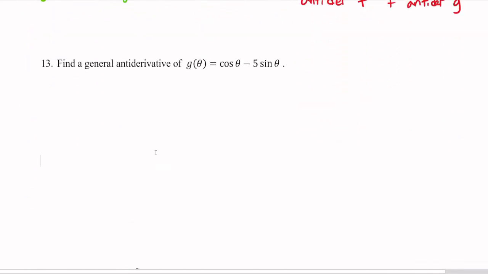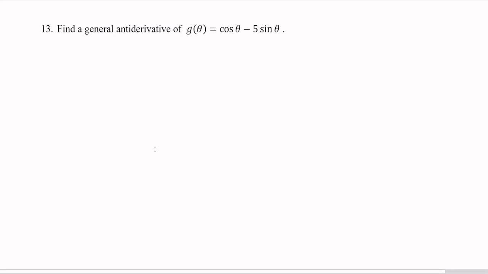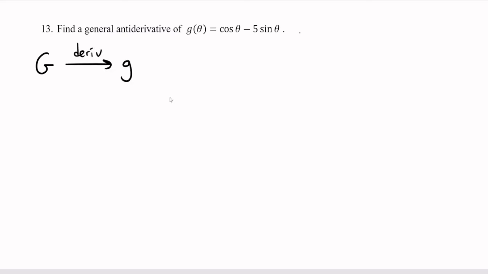Okay, find the general antiderivative of this function, cos theta minus 5 sine theta. You knew we were going to get to trig right away, so this should not be a shock. But it's okay, because everything works exactly the same. So we want to find a function g, the general antiderivative, such that when I do the derivative, I get little g. Piece by piece. No problem doing this piece by piece.